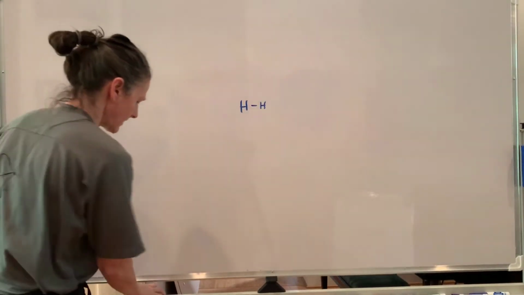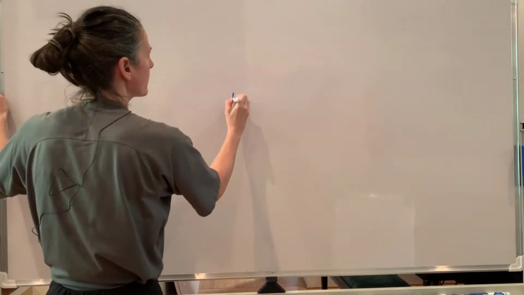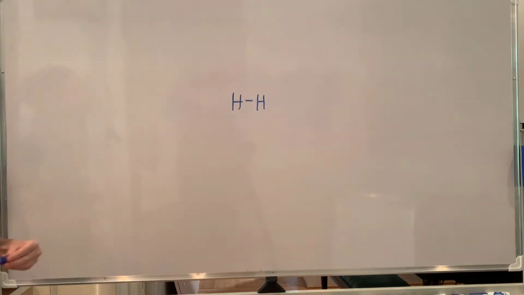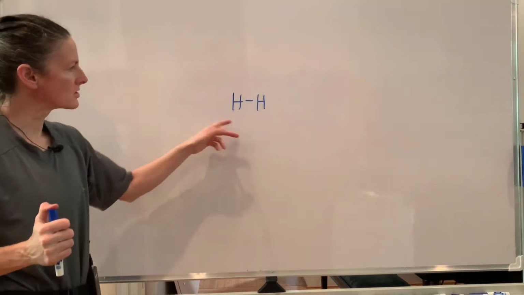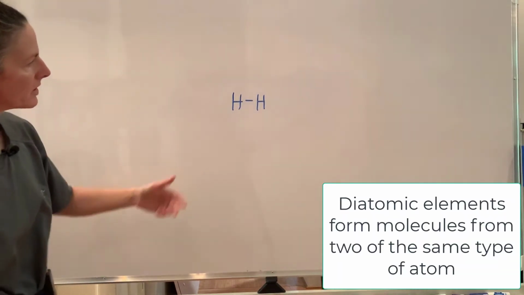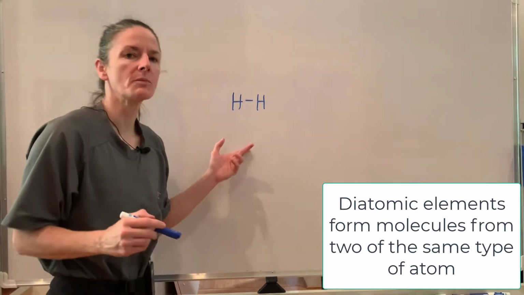So here we have, and I guess I should make this a little bit bigger, two atoms of hydrogen joined by a single covalent bond. And in fact, hydrogen goes around in nature 2 by 2. We call this diatomic because we always find that hydrogen has two atoms and it actually forms a molecule.